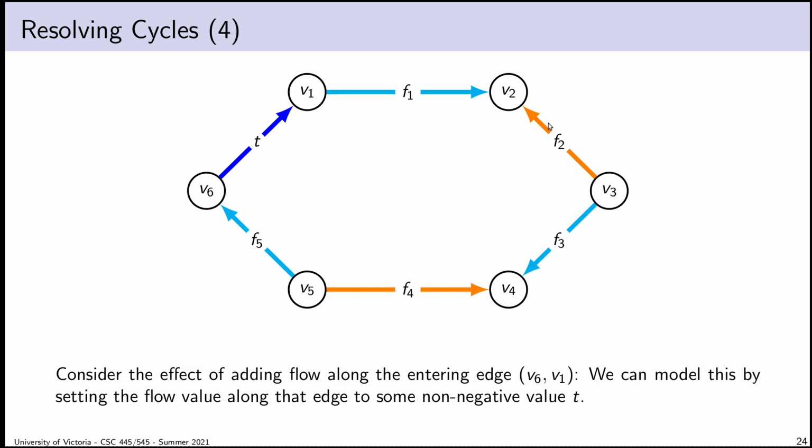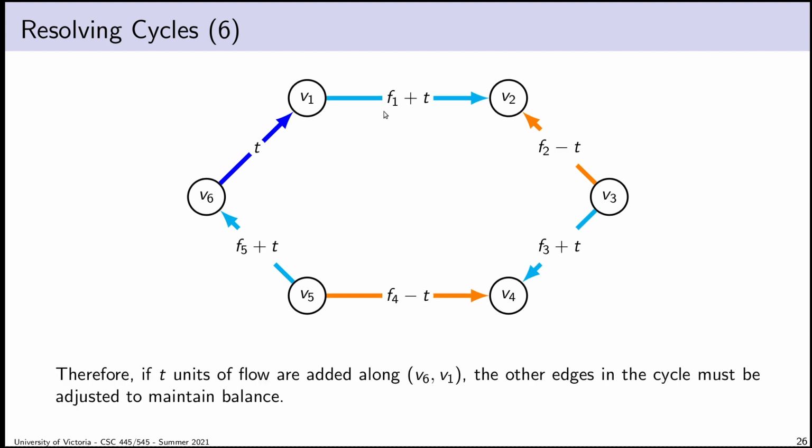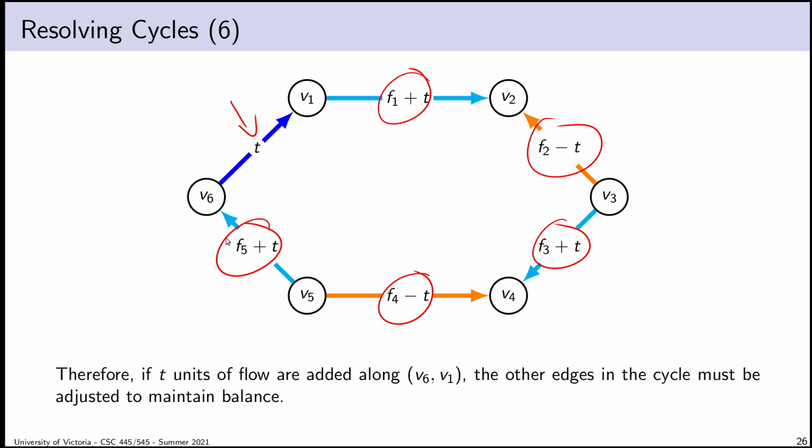Now, let's consider what happens if I add t units of flow to my entering edge. Well, this slide is essentially telling me that any adjustment I make to this edge has to be balanced out. I already talked about that. So I end up with this. If I move t units of flow across this edge, I have to adjust the flows across every other edge exactly this way to maintain the balance that I need. That maintains flow balance, the equilibrium of every vertex.